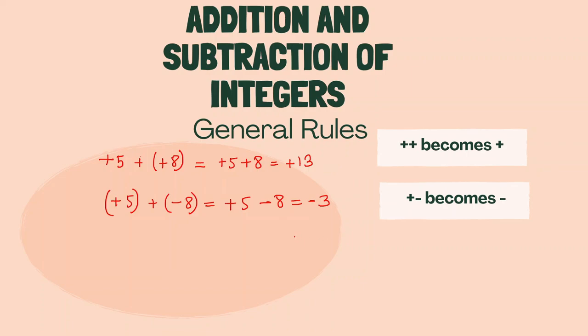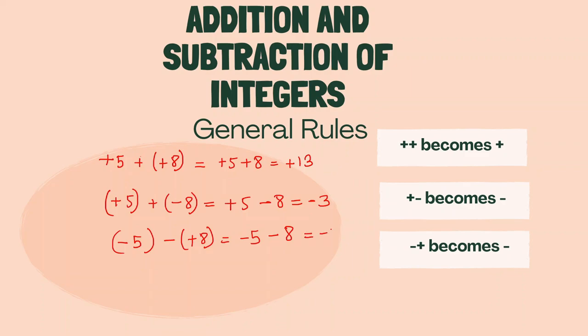Now the fourth rule. Minus plus becomes minus. So I will take a negative integer like minus 5 plus 8. Then minus 5 remains minus 5. Here minus and plus come together and become minus. So minus 5 minus 8 becomes minus 13.